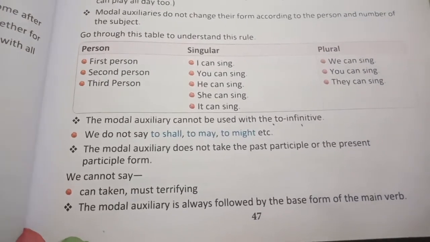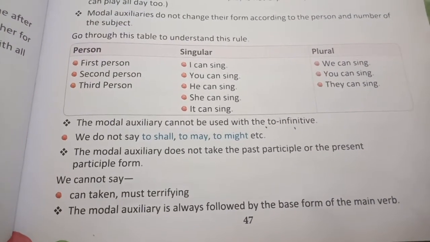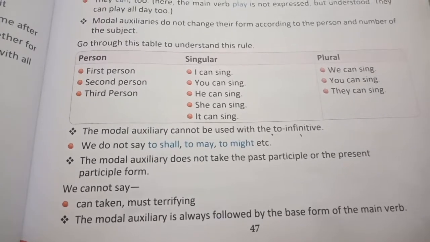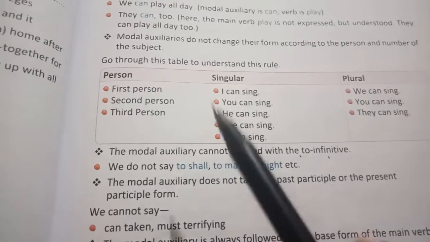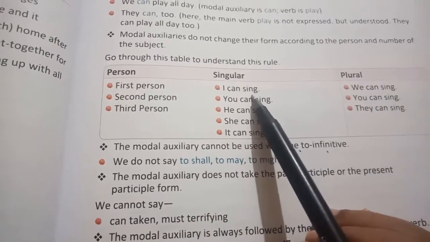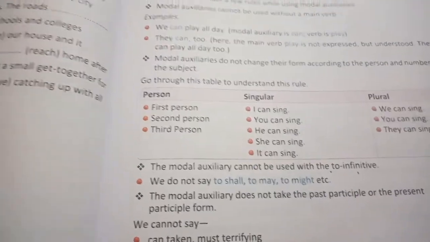The modal auxiliary is always followed by the base form of the main verb. Base form is the verb's first form. The modal auxiliary can always be used with the base form of the verb.